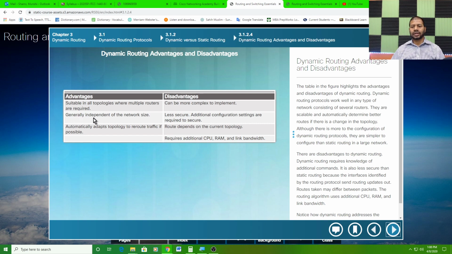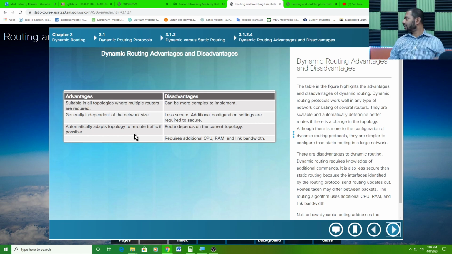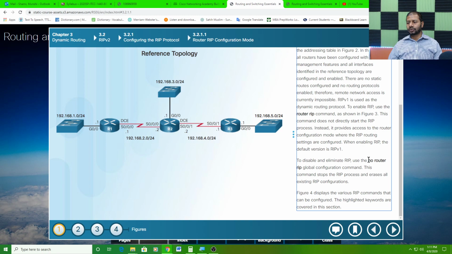Number two, generally independent of the network size. Yes, no matter how big the size is, dynamic will take care of it. Number three, automatically adapts topology to reroute traffic if possible. Whenever any kind of change happens to the topology and path, it adapts. If you don't want to use the RIP protocol anymore, you type no router RIP. That's what you would type, no router RIP.